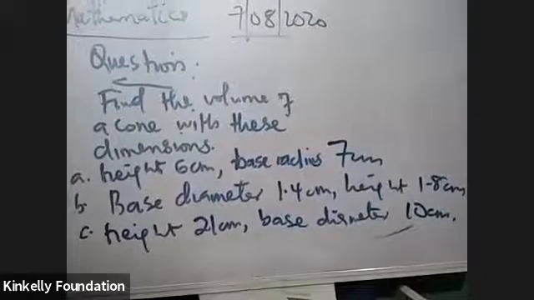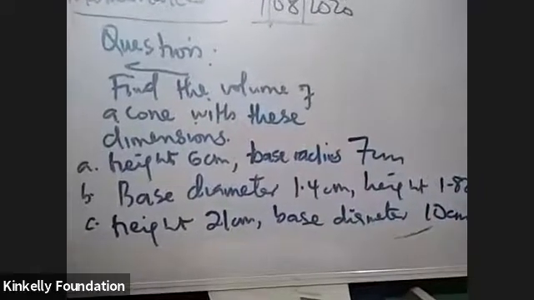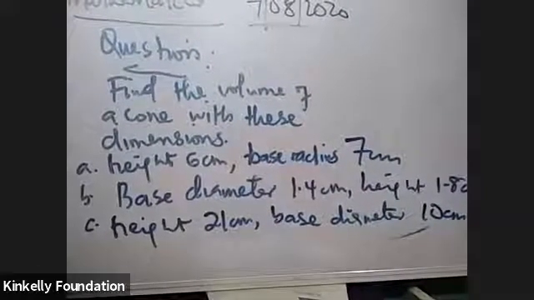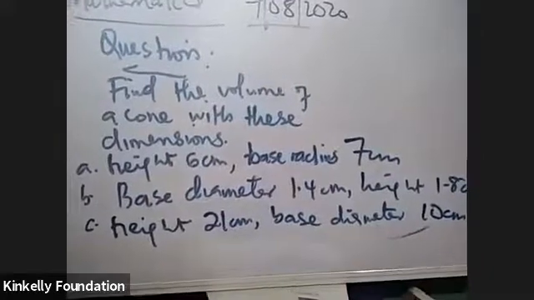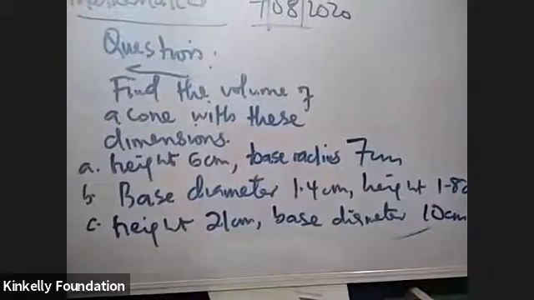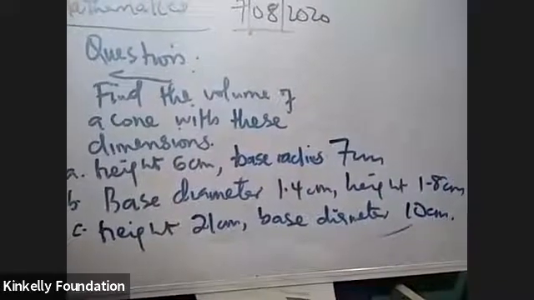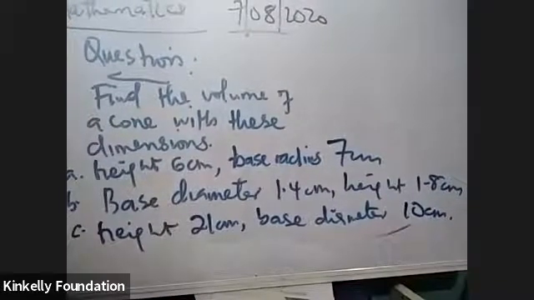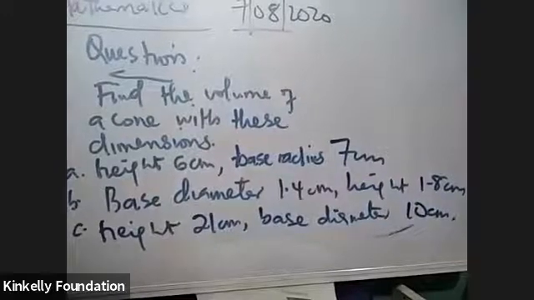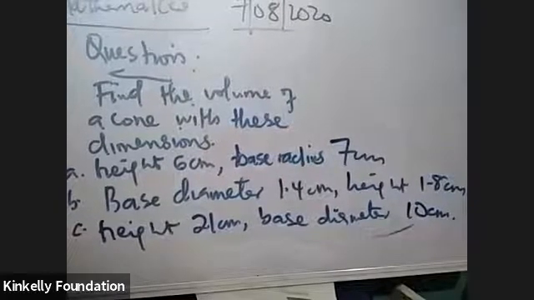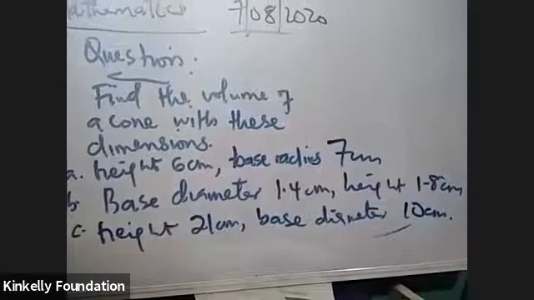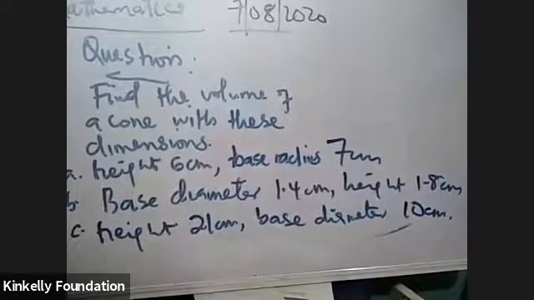Now look at this question. Find the volume of a cone with these dimensions: height 6 cm, base radius 7 cm; the second one says base diameter 1.4 cm and height 1.8 cm; the third one says height 21 cm, base diameter 10 cm.